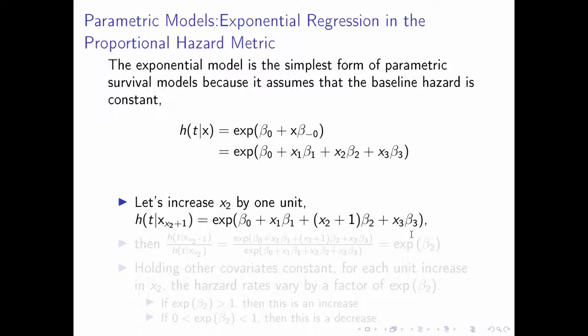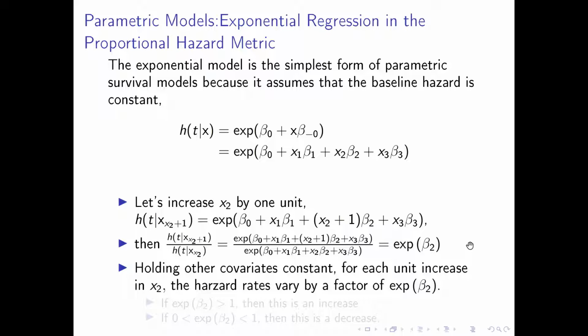And next, I'm going to take a ratio of this hazard function after increasing x2 by 1 unit and the initial hazard function here. And after I carry out the computation, the resultant quantity is the exponential function of beta 2. Okay? Having nothing to do with any x or any covariate in the equation. Thus, we can use the following explanation.